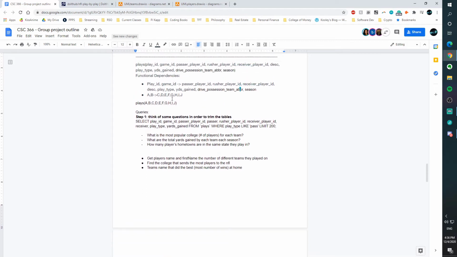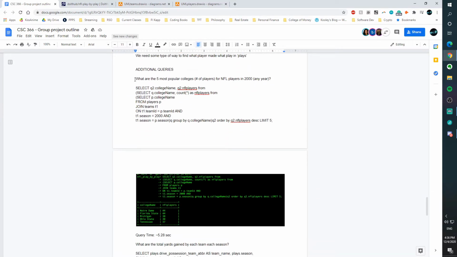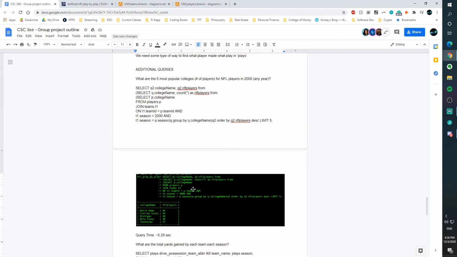So let's look at an example query using this database. And all these queries were run locally using the Dolt SQL API. So this first one lists the 5 most popular colleges for NFL players in the 2000 to 2001 season. And as you can see, using Dolt SQL, it gave us these 5 and the query time of around 5.28 seconds.